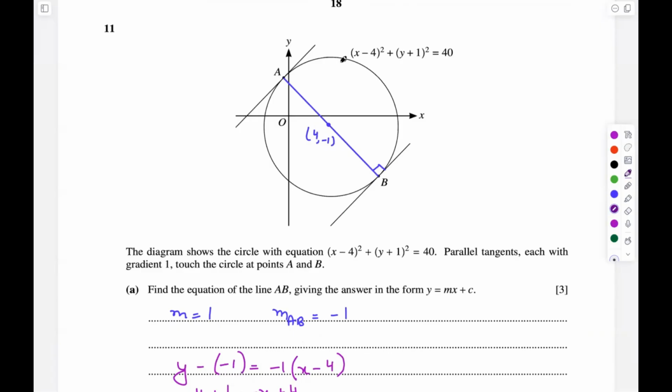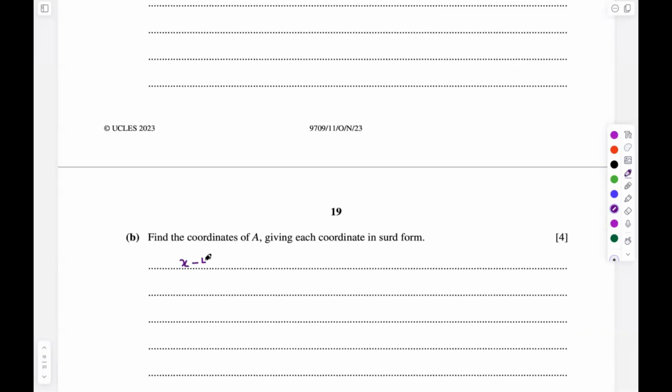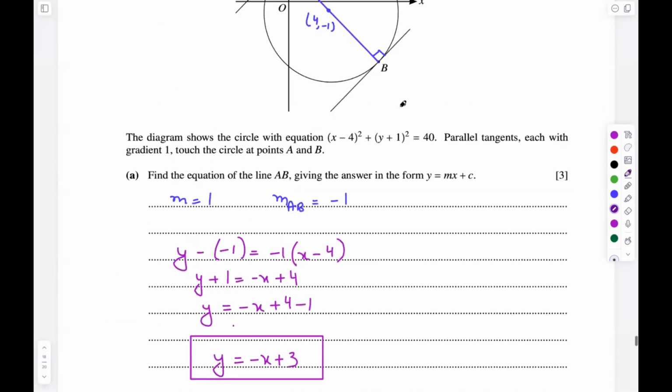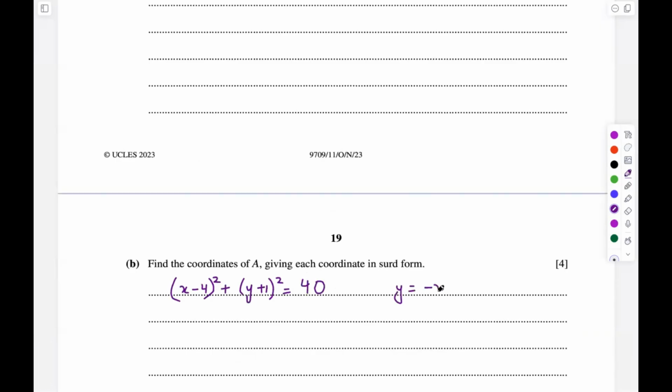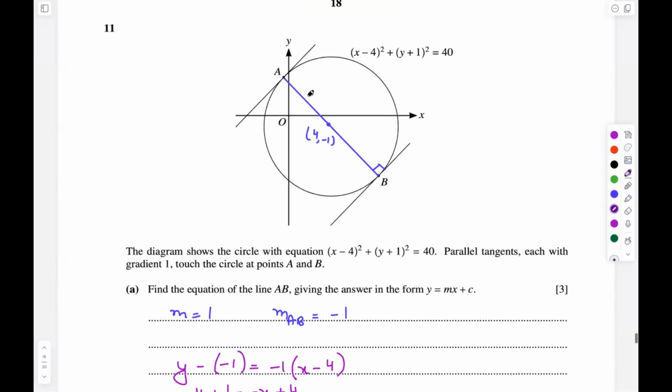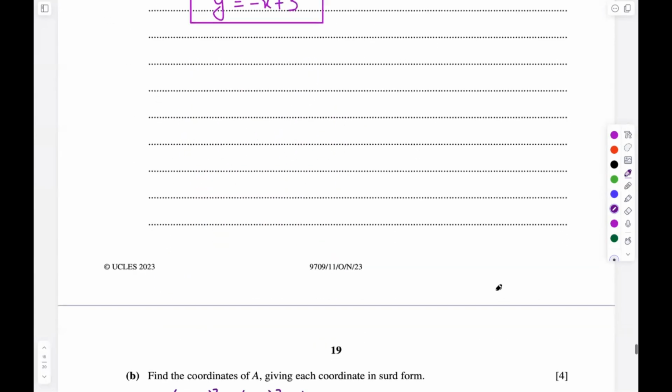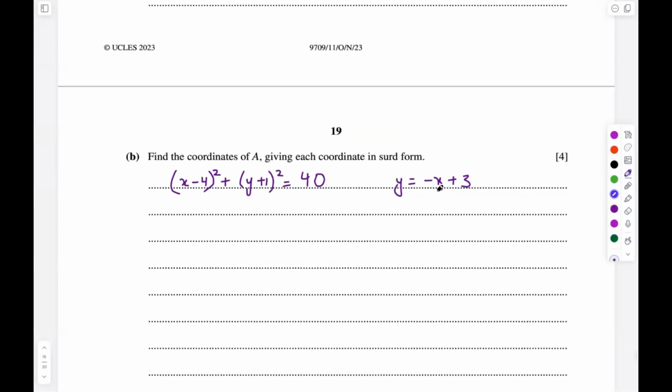First, we already have the equation of the circle, which is x minus 4 whole squared plus y plus 1 whole squared equals 40. And the equation of the line AB was y equals minus x plus 3. Now, as the line and the circle are intersecting at the points A and B, solving the equations simultaneously, in place of y we can substitute minus x plus 3. So this will become x minus 4 whole squared plus minus x plus 3 plus 1 whole squared equals 40. So we substituted minus x plus 3 in place of y.